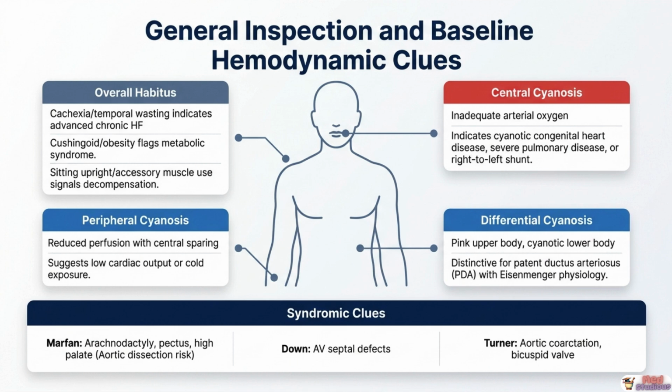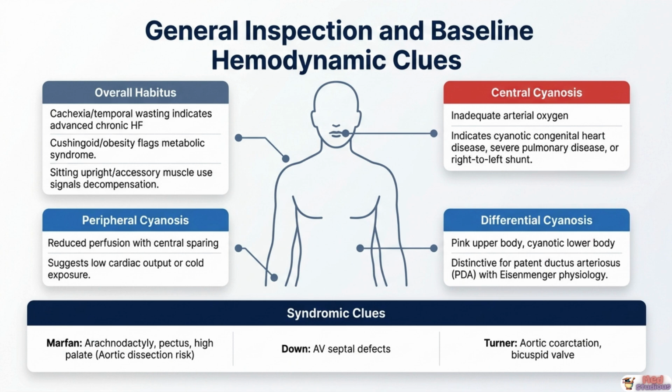Examination begins the moment you see the patient, before a single instrument touches their body. Overall habitus tells its own story. Cachexia and temporal wasting point toward advanced chronic heart failure. A Cushingoid or obese body habitus flags underlying metabolic syndrome. And a patient sitting upright using accessory muscles to breathe is signaling active decompensation right in front of you.